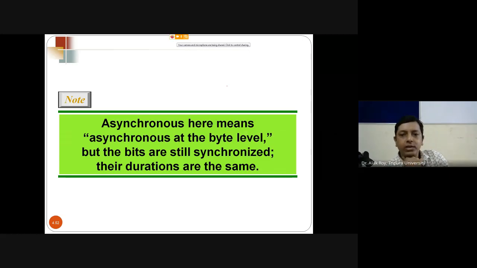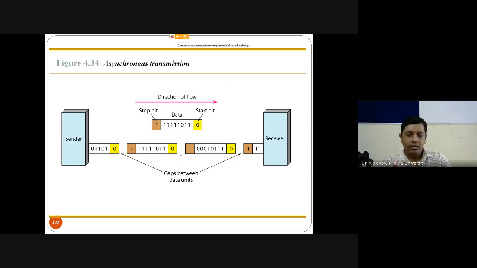Asynchronous here means asynchronous at the byte level, but the bits are still synchronized at the higher level. Their durations are the same. Here the same thing is shown: one start bit and one stop bit. For each segment of data you are using start and stop bits. Here they are using 0 as the start bit, so this is data 1 and that is data 2. It is the direction of flow.